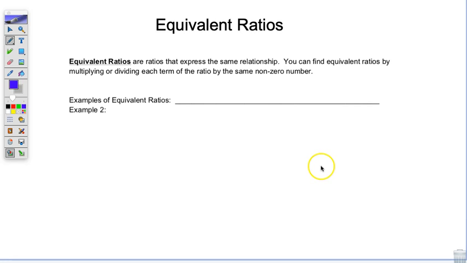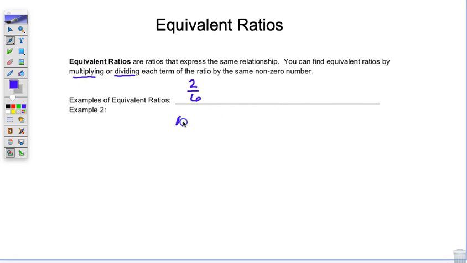Equivalent ratios are ratios that express the same relationship. You can find equivalent ratios by either multiplying or dividing each term of the ratio by the same non-zero number. So here are some examples of equivalent ratios. Let's start with 2 over 6.